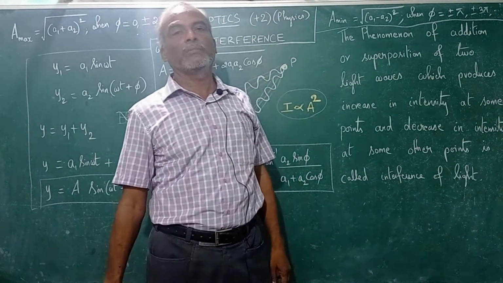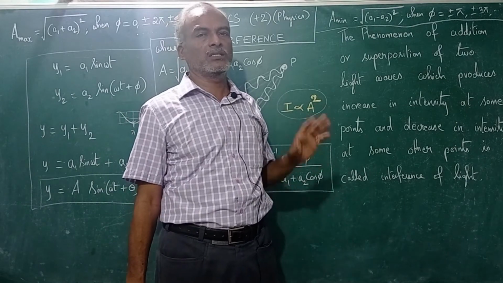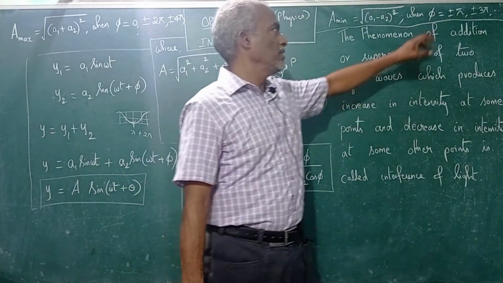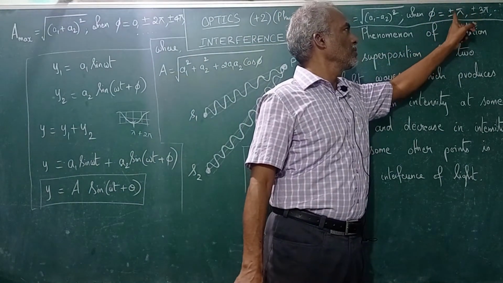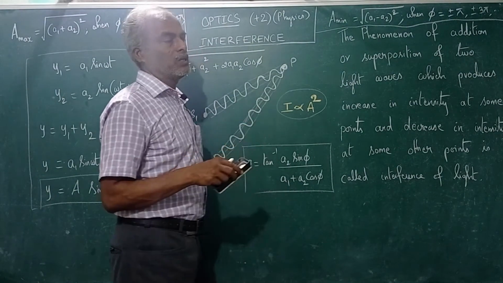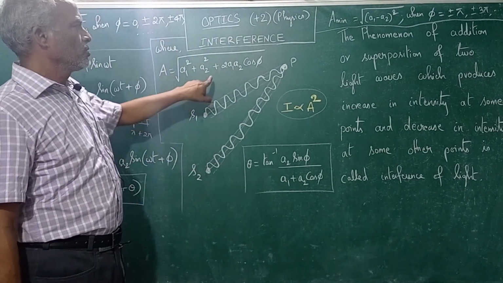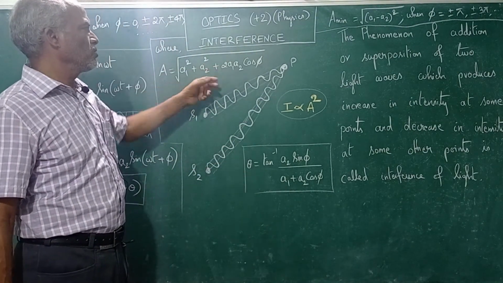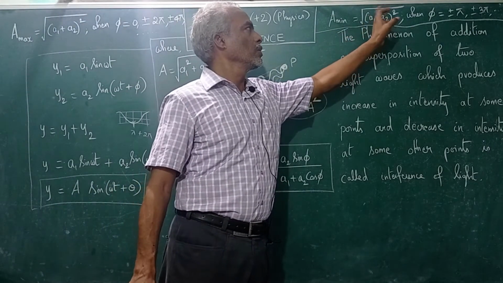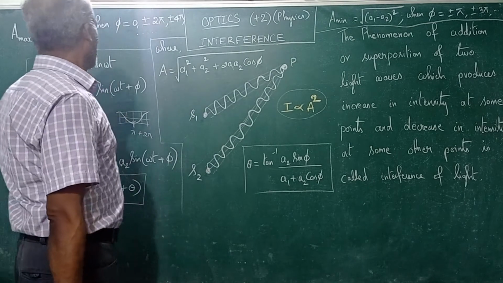Why do we put plus or minus? Because cos of minus theta is cos theta. Therefore, you will get minimum at this point. So at these values, phi equal to plus or minus pi, plus or minus 3 pi, cos will take minus 1. Therefore, you will have minimum. So this will be minus 1. So we can write it as a1 minus a2 the whole square under root. This will be minimum.